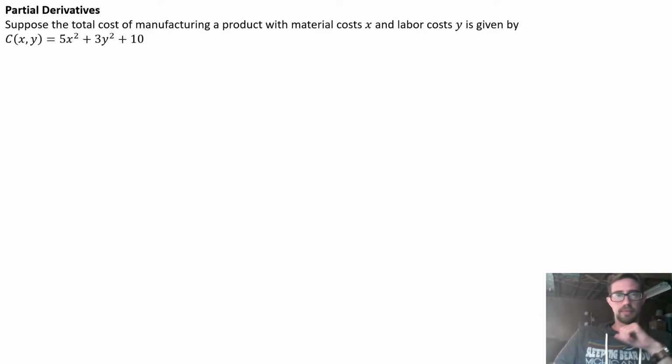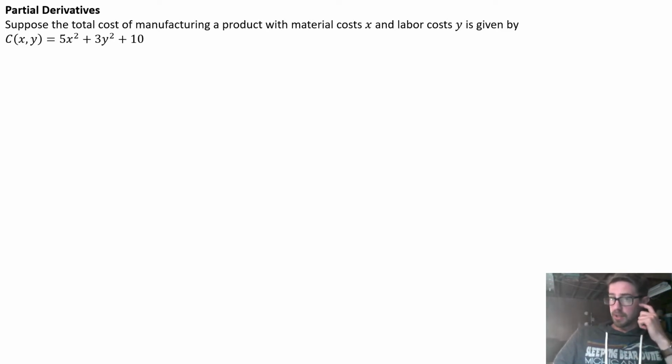Partial derivatives. So these are derivatives of a function of two or more variables. Example. Suppose the total cost of manufacturing a product with material costs x and labor costs y is given by this function of two variables. C of x, y equals 5x squared plus 3y squared plus 10.